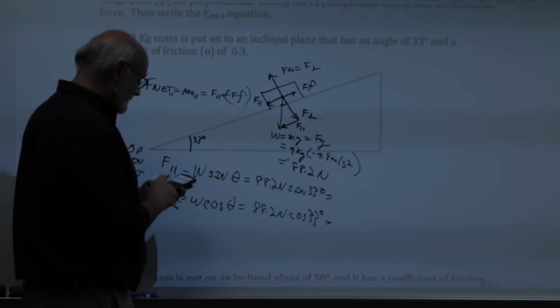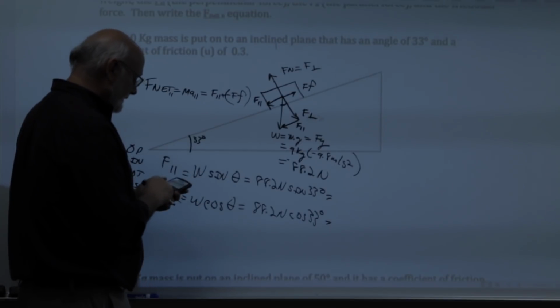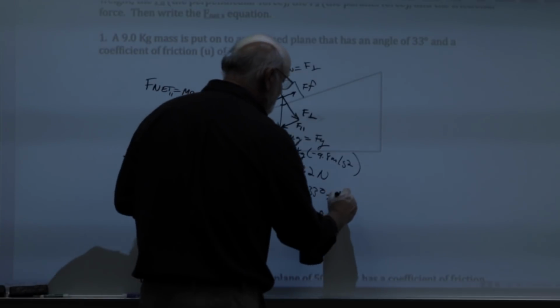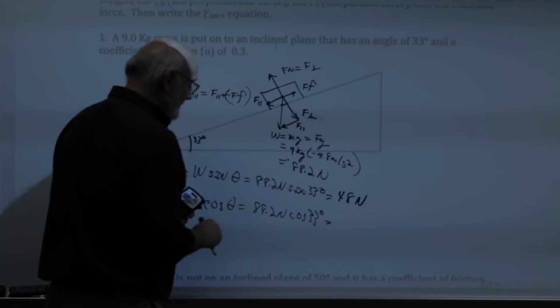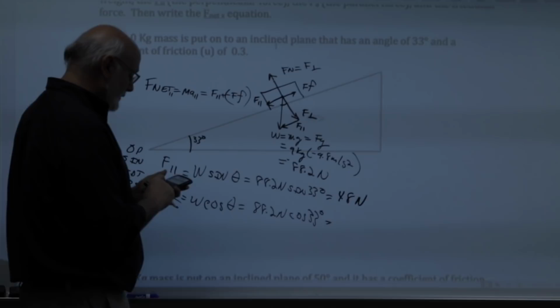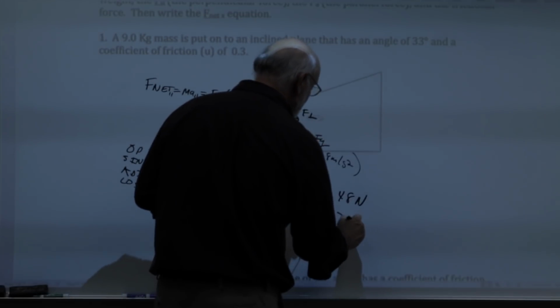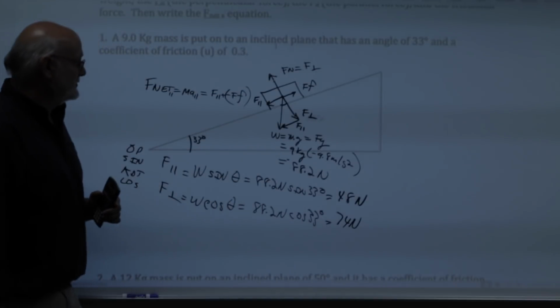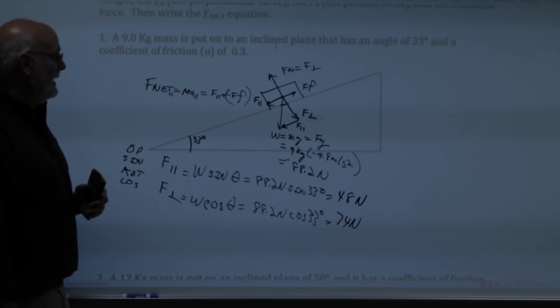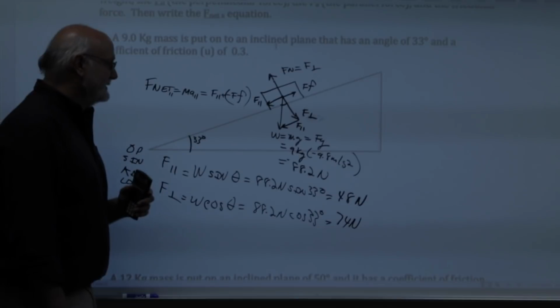Okay, we're fine. So we're going to go 88.2 times the sine of 33, and we should get 48 newtons. And this should be 88.2 cosine 33, and 74. Those are what you should have. Now we're just going to work linearly to get to the answer.